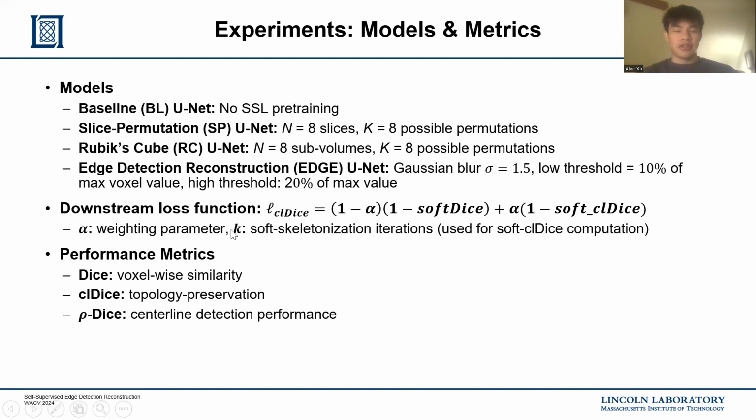For all axon tracing training, we used clDice loss, and this loss has 2 hyperparameters that the user has to manually set. The first one is alpha, which is just the weighting parameter between the 2 terms. And then the second one is called K, which is the number of iterations needed to calculate this soft clDice metric. To evaluate each of the 4 different models on the axon tracing task, we looked at 3 different metrics called Dice, clDice, and row Dice. And these measure the segmentation, topology preservation, and centerline detection performances, respectively.